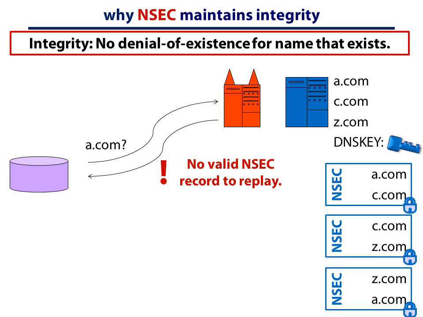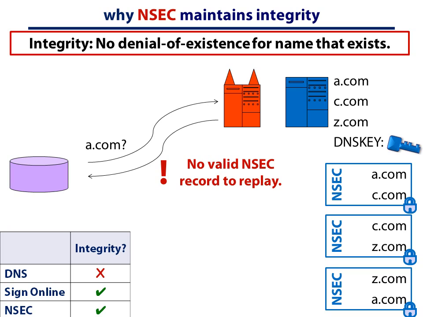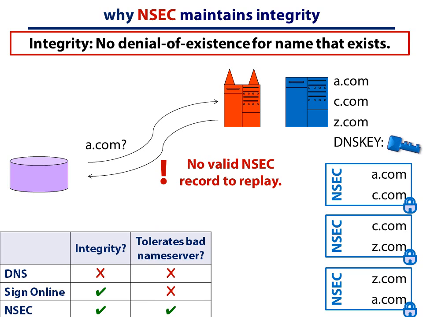So any of the NSEC records that he's collected could not be replayed and would be of no use to him, and therefore there's really nothing he can do in terms of convincing us that a.com doesn't exist when it really does. And that's the reason that we have integrity with NSEC, even though it's a pre-computed denial of existence solution. And it also has this really nice property that even if the adversary is actually the name server itself, even if this name server is corrupted, it still can't violate integrity because, again, all he's doing is replaying existing NSEC records, and that's not going to help him at all, just like we argued for the man-in-the-middle attacker.